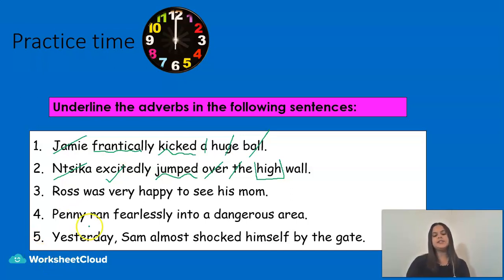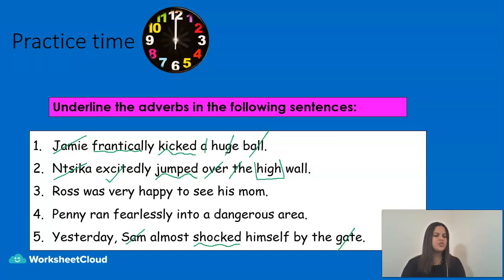Okay, so: Yesterday Sam almost shocked himself by the gate. We are looking for our verb, which is shocked, so I'm going to make a little squiggle under it. Sam is my proper noun and also the subject of the sentence, so I am going to scratch that out. I'm also going to scratch out gate because we know that's a common noun. And we have yesterday, almost, himself, by, the.